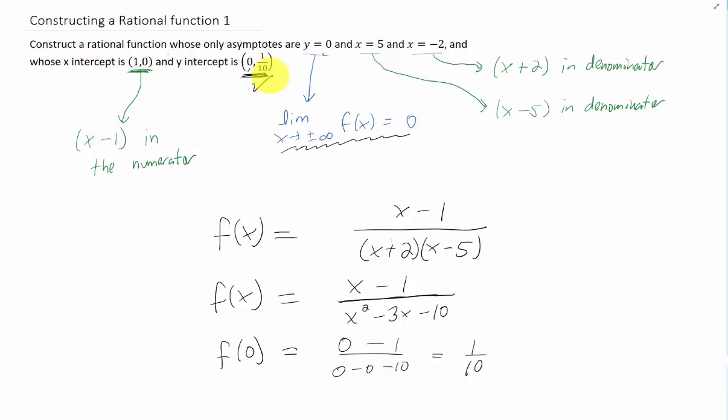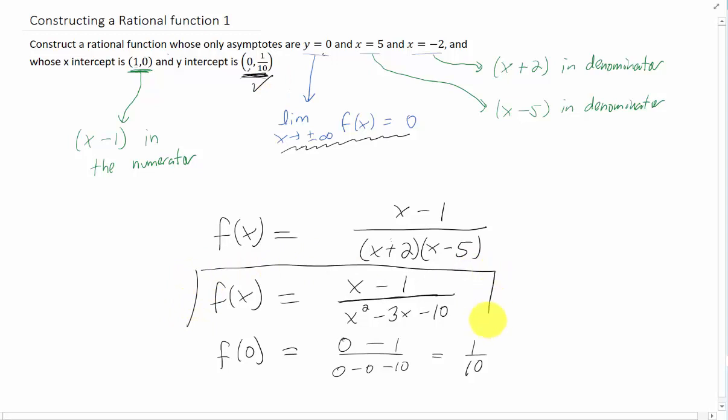So they went easy on us on this problem. We have created a function based solely on our knowledge of the asymptotes and the intercepts. And it looks like this right here, or if you have it factored, it looks like that right there.